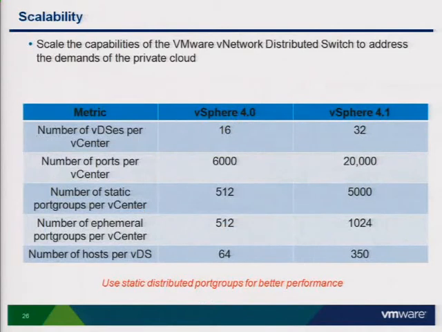Scalability. One of the goals of vSphere as such is to enable users to manage their infrastructure at scale. This has been a focus of the 4.1 effort, and we can now do 8 vMotions at a time. The number of VMs supported in the infrastructure has increased. In keeping with that theme, we've also bumped up the limits for the vNetwork distributed switch. I would like to call out 2 numbers. The number of ports per vCenter in 4.0 was 6,000. In 4.1, it's now 20,000. And the number of static port groups per vCenter in 4.0 was 512. It is now 5,000. I'd like to emphasize again, use static distributed port groups for better performance, particularly if you're operating in a large-scale environment.